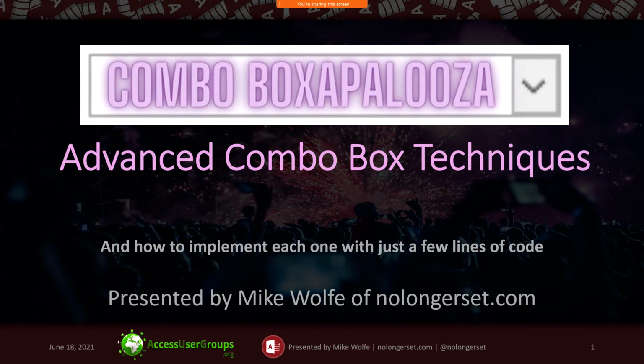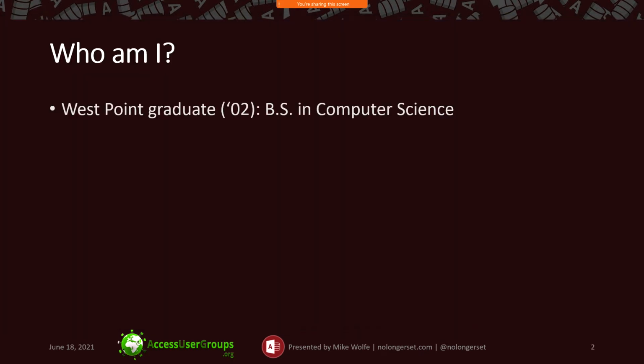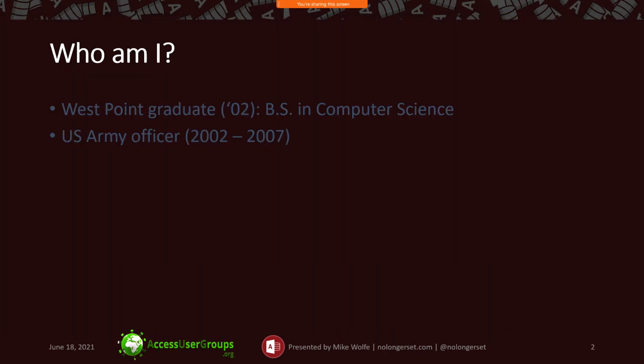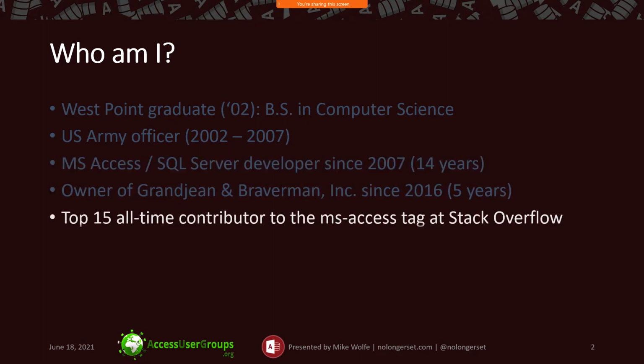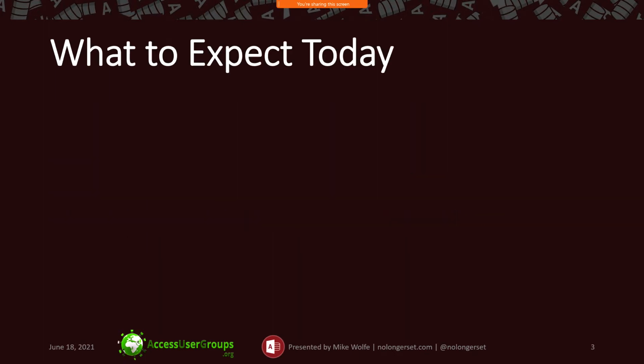So my talk today is on combo boxes, and before I get started, I'd like to thank Dale Fye for giving me the opportunity to present today's topic. As he said, my name is Mike Wolfe. I write daily articles about Access and VBA at nolongerset.com. I've got quite a few things I want to cover here, so we'll just keep going. I'm going to go through these pretty quickly. Dale already gave you my background, basically everything that's on this slide. So here's what you can expect today.